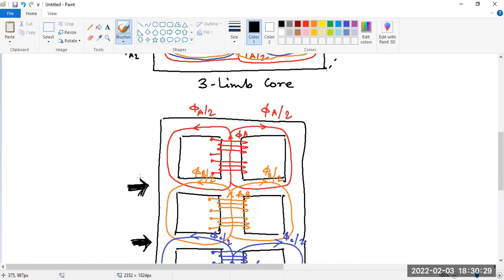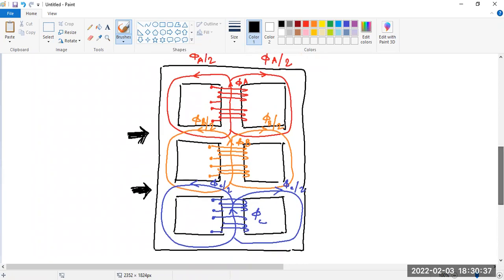Okay, sir. Okay, now if we concentrate on these central limbs, then we can say that in these limbs two fluxes are opposite. Like if we see the first one here, what are the two fluxes in this limb?